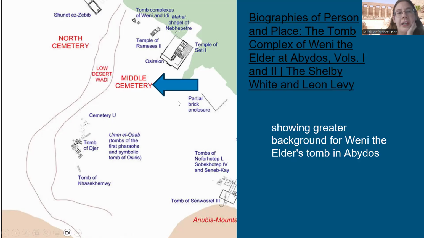So they were able, or at least they think they were able, to find Weni's original tomb, which is located at Abydos in the Middle Cemetery. So that's what this graphic is. It is just showing you an image of where Weni's tomb is in the larger archaeological landscape of Abydos.